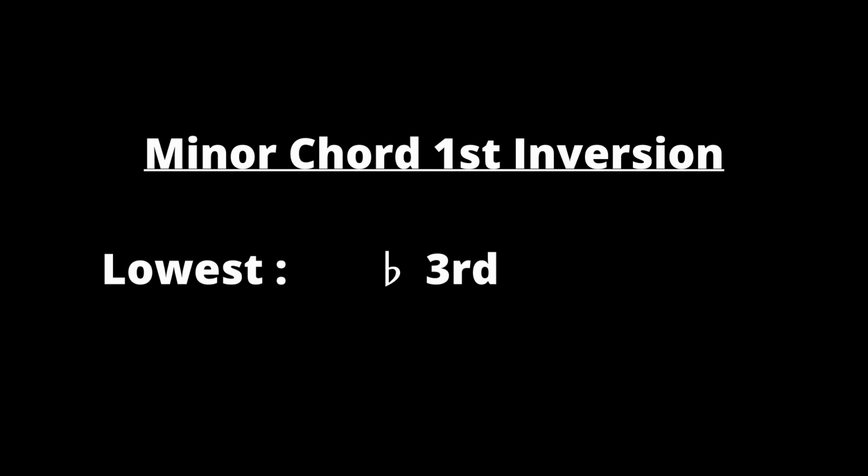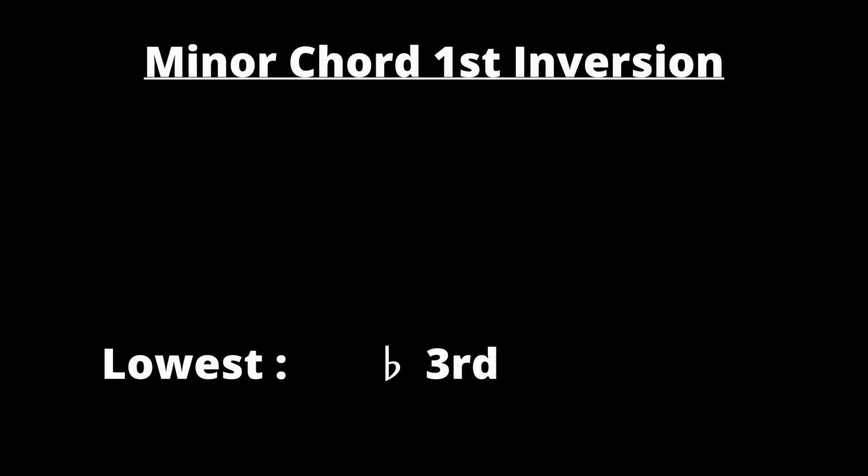The minor chord first inversion is when we place the minor third note as the lowest bass note in our chord. The order of the first and fifth notes above this are not important. So from lowest to highest pitch, it could be minor third, first, fifth, or minor third, fifth, first.